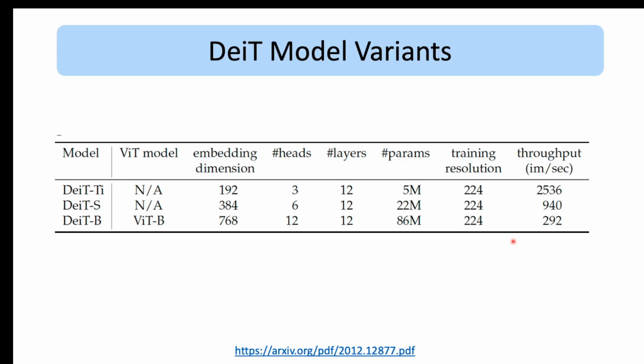This table shows three DeiT architectures and their details. DeiT-B has a similar architecture as in ViT-B for base, and DeiT-S and DeiT-Ti are two smaller architectures. Notice that DeiT-Ti, for tiny, has only 5 million parameters.